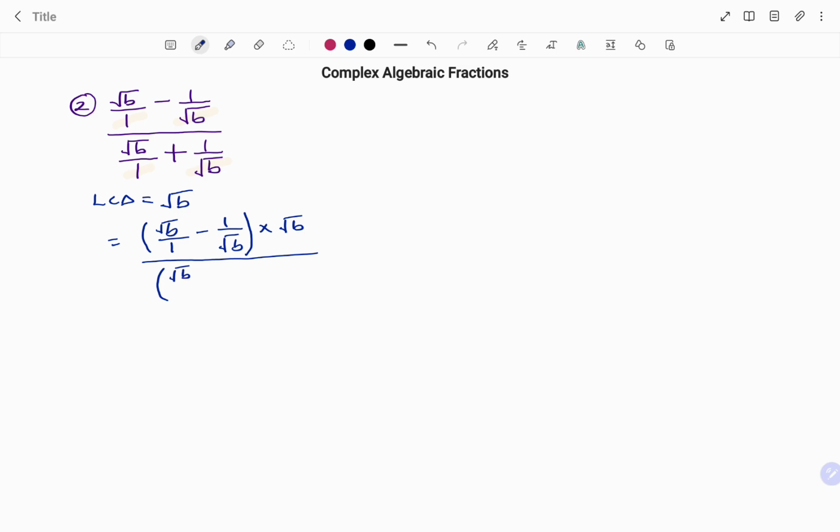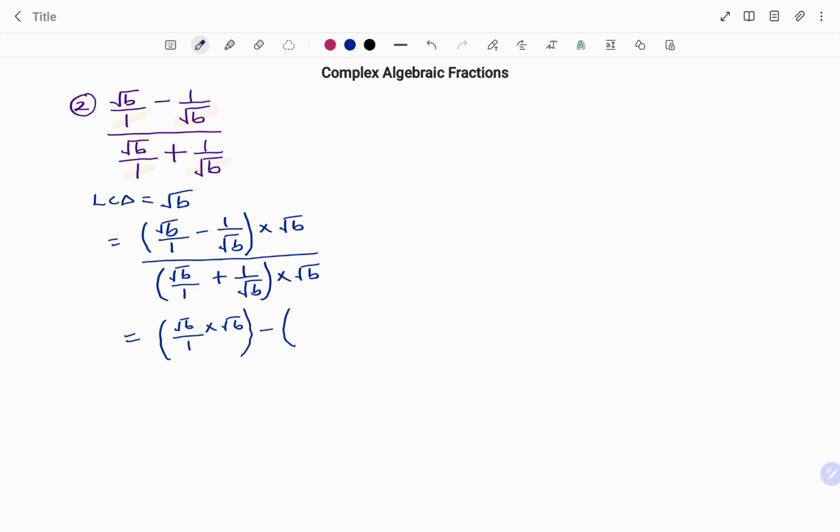So we have root b over 1 plus 1 over root b multiplying the LCD root b. Expanding the root b, the LCD is going to multiply all the terms in the bracket. So we have root b over 1 times root b. We are done with the first term. We go to the second term.